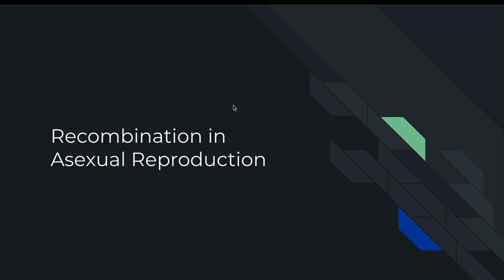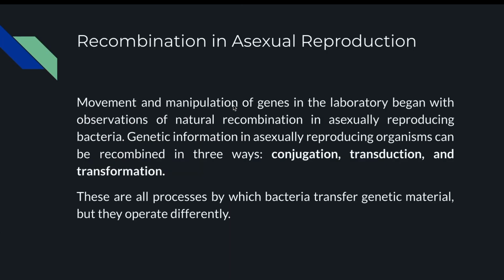Recombination in asexual reproduction. Movement and manipulation of genes in the laboratory began with observations of natural recombination in asexually reproducing bacteria. Genetic information in asexually reproducing organisms can be combined in three ways, namely conjugation, transduction, and transformation. These are all processes by which bacteria transfer genetic material, but they operate differently.